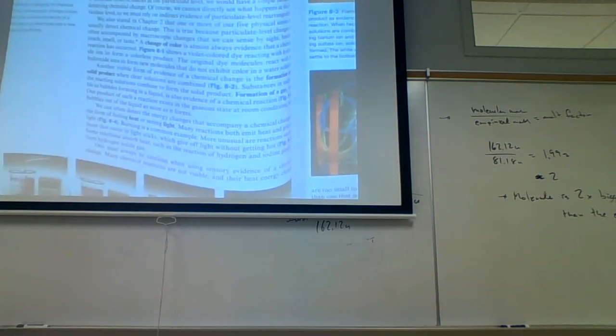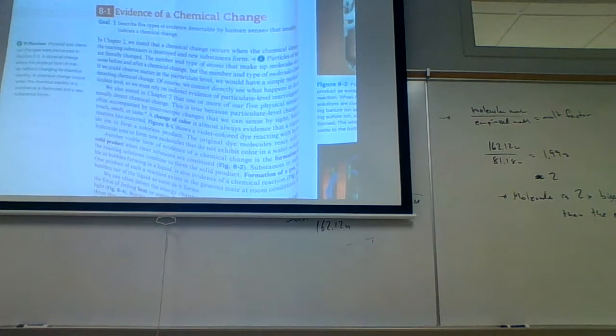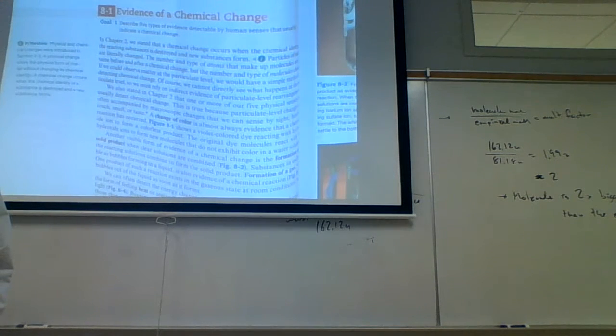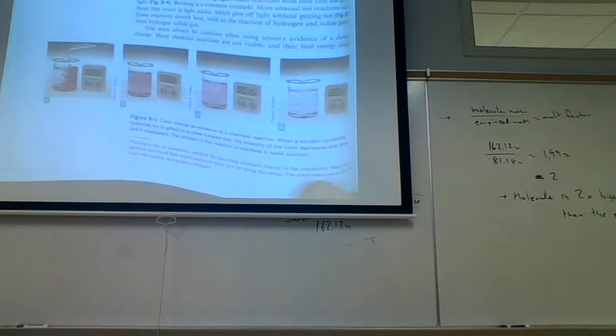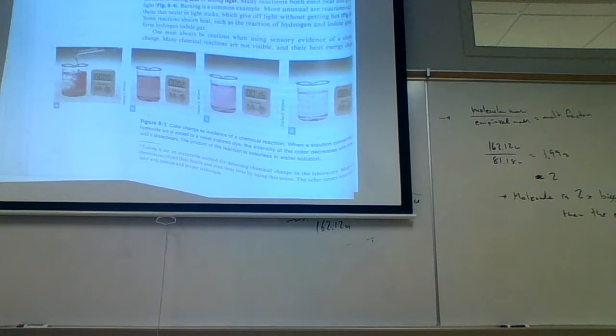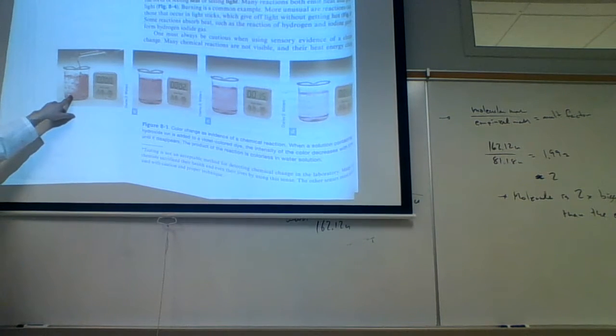This is what we're doing in lab today. What we're looking at is evidence of chemical change. When a chemical reaction occurs, the identity of substances changes. That's the definition of the chemical property. The chemical property is the substance is going to change. And so one thing we can see is the color change here.